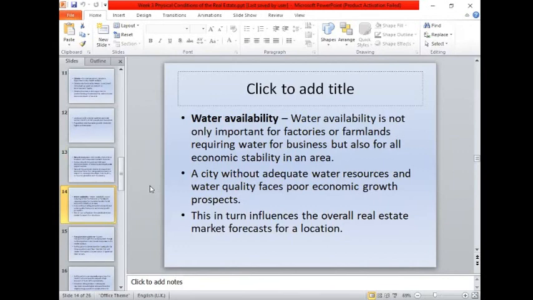Water availability is also important for real estate because of the factories or the commercial businesses. We need water for the farmlands, for the agricultural areas, and residential areas, because water is life. Water is the everyday consumption of the people for whatever their purpose. Because a place without adequate water resources can have hard or poor economic growth prospects, and it will also influence the overall real estate market forecast for allocation.